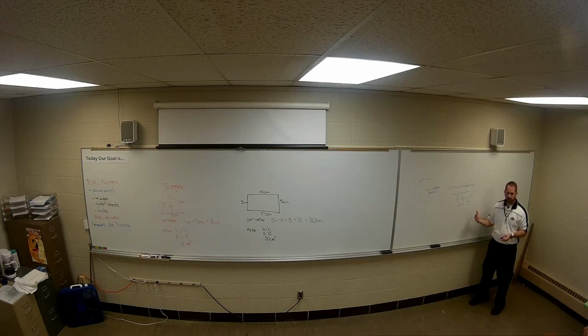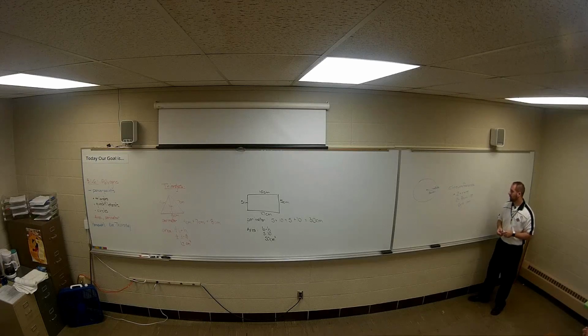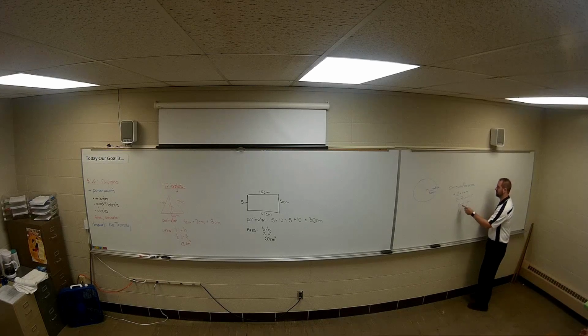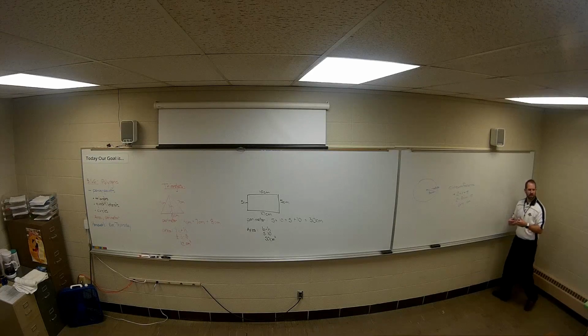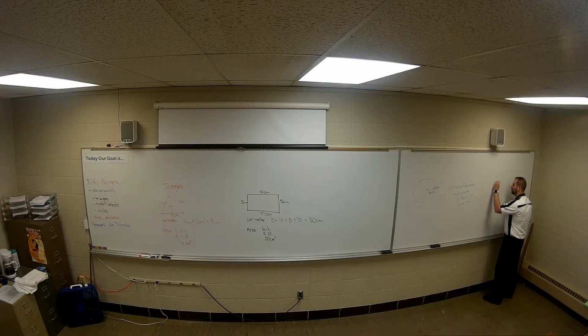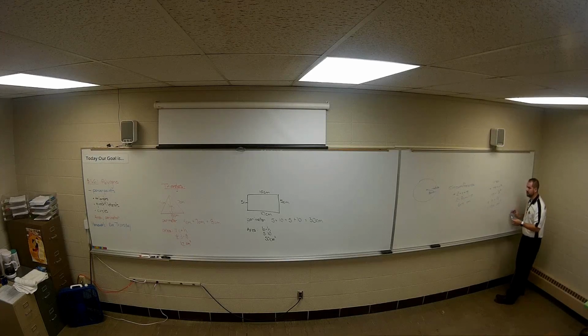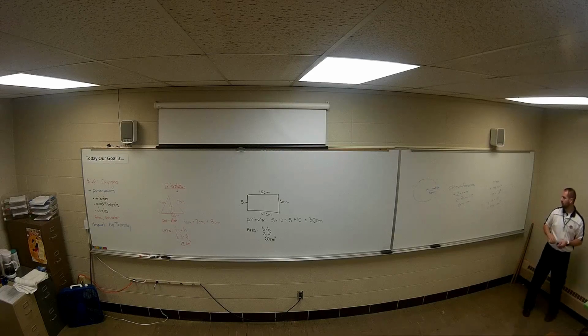But area has a different formula for a circle. Area is pi times the radius squared. So if I use the same circle, I take pi times 3 centimeters squared. So 3 squared is 9. I take that times pi, and I get 9 pi centimeters squared. That's the area of the inside. That's the number of square tiles in that circle. If pi is 3.14, then 3.14 times 9 is roughly 28. So about 28 little square tiles in that object.